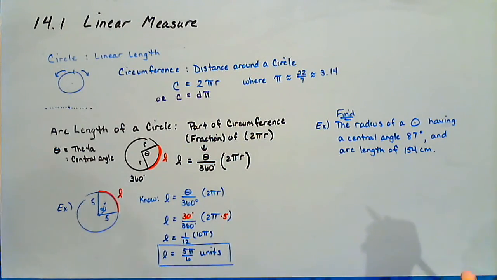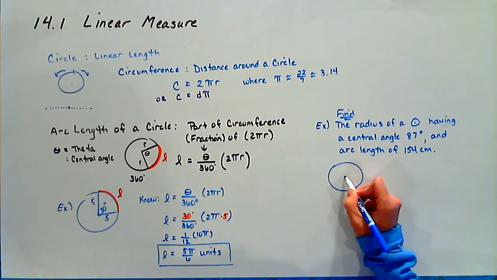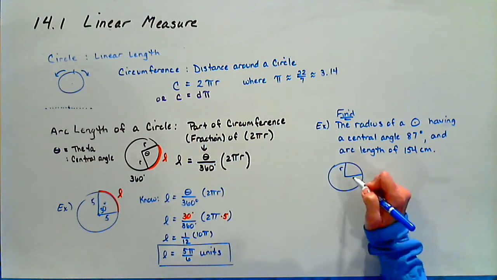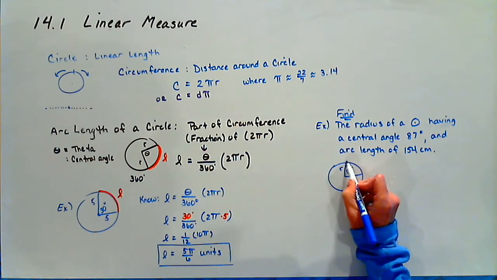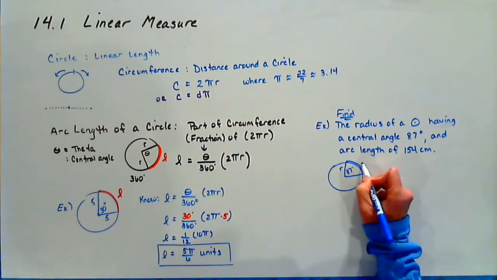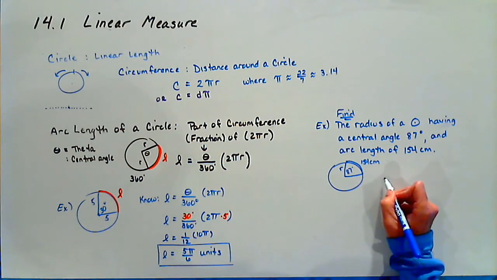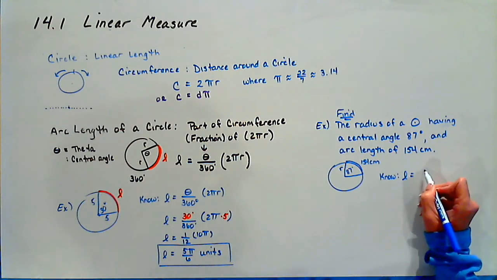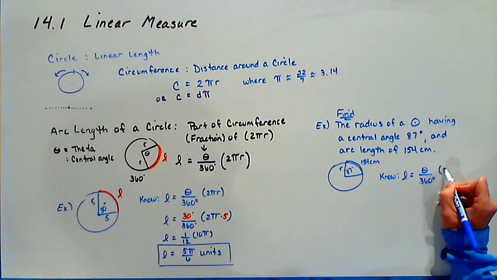Okay. Now, some prefer a picture, so this time I'm going to draw a picture. Start with what I know. I don't know the radius this time, but I know the central angle is 87. And this time I know this length, if I were able to measure it with a measuring tape, is 154 centimeters. Find the radius. Or I could start with the formula. I know the arc length is a fraction of the entire circumference.